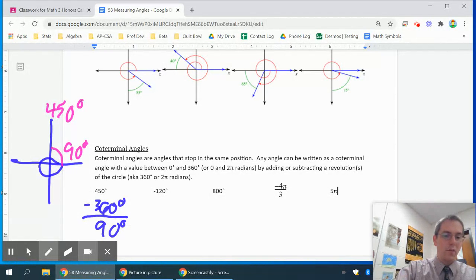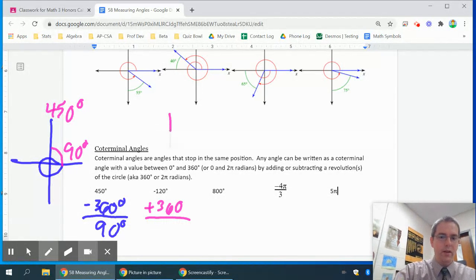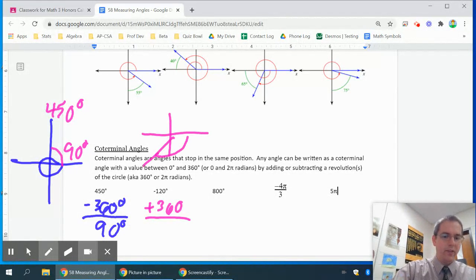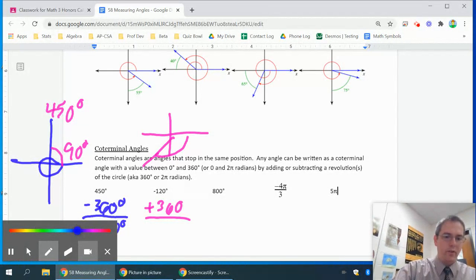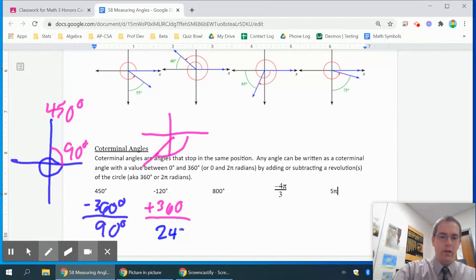Even a negative angle like negative 120, I could always add 360 to that and find out, hey, going negative 120, or going back around this way about 120, is the same thing as going a positive 240. So negative 120, positive 240, exactly the same angle.